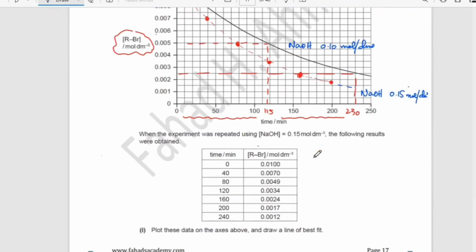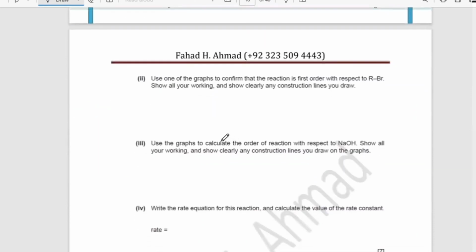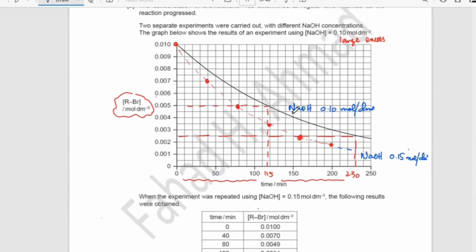अच्छा, so in the next part, he says use one of the graphs to confirm that the reaction वो तो हो गया था. Use the graph to calculate the order of the reaction with the NaOH, show all your workings. So how would you do it with NaOH? For NaOH, you would have to figure out the rate of the reaction. कि पहले क्या rate था and what is the rate when NaOH concentration was increased. Now to figure out the rate, you would have to draw the gradient. And remember, you always compare the initial rate. You have to draw the gradient right at the beginning.